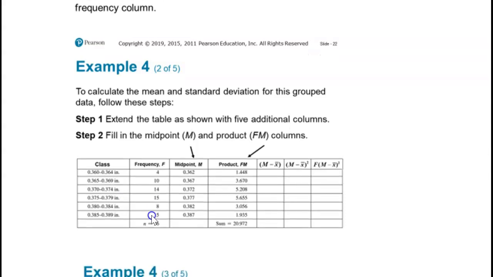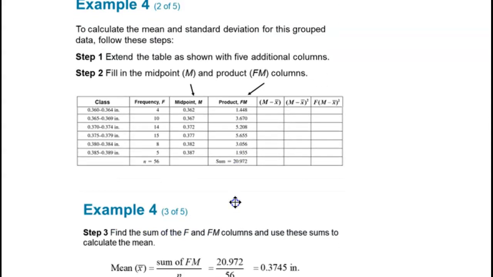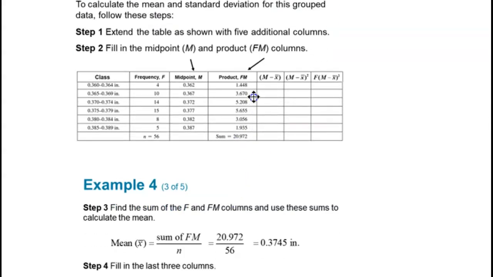So now it's just plug and chug. You're going to take the frequency times the midpoint, which gives you F times M. 4 times 0.362 gives you 1.448, and you go ahead and fill this column in. Once you have that column filled in, you're going to need to subtract the mean from your midpoint. To find the mean, you will get the sum of f times m and divide it by n. So remember, you're just finding the mean.